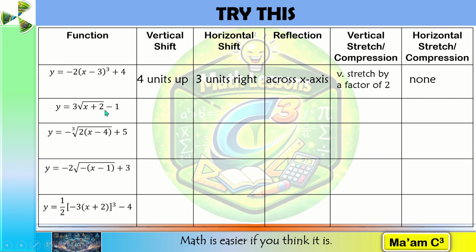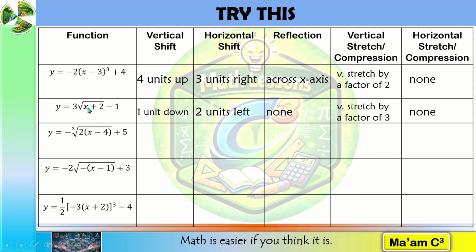Number 2, we have here negative 1, and this is for the vertical shift, so 1 unit down. This is for the horizontal shift, so this is 2 units to the left. Is there a reflection? None. There is no negative here. Is there a vertical stretch or compression? Yes, there is. We have here 3. So vertical stretch by a factor of 3. Is there horizontal stretch or compression? There is no B. So there is none.